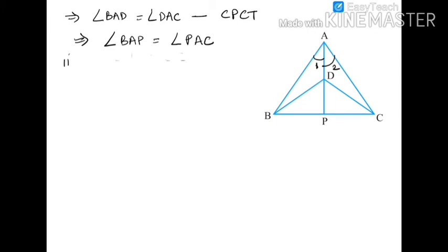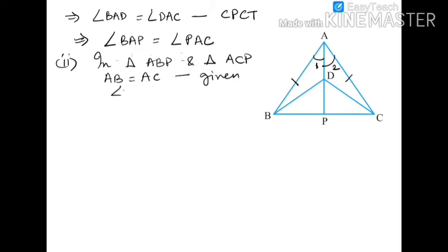Now we will prove the second part. So consider triangle ABP and triangle ACP. We are given AB equal to AC. We know angle 1 is equal to angle 2, proved above. And AP is a common side to these two triangles.